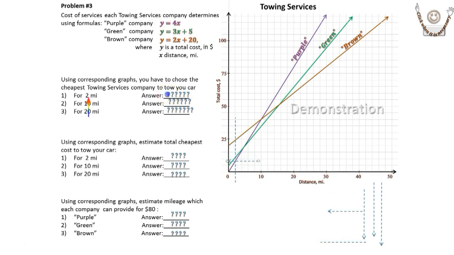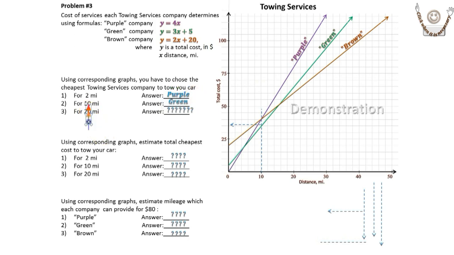So we have to highlight and we have to type purple. Next question would be distance is 10 miles. Let's move 10 miles and let's look which one would be the cheapest. The cheapest would be green one. Okay, we have to highlight and show green.